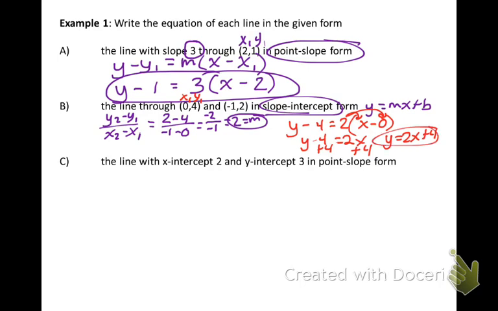Okay, this time they have the line with the x-intercept, and when you have an x-intercept you go to 0. And the y-intercept would be 0, 3.